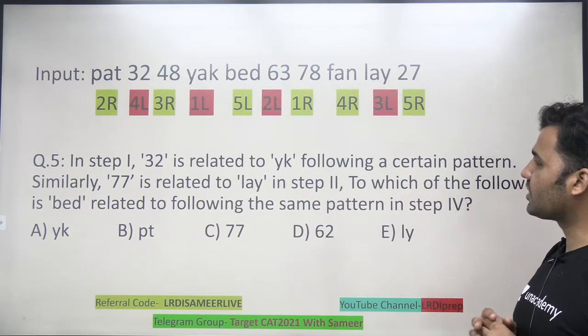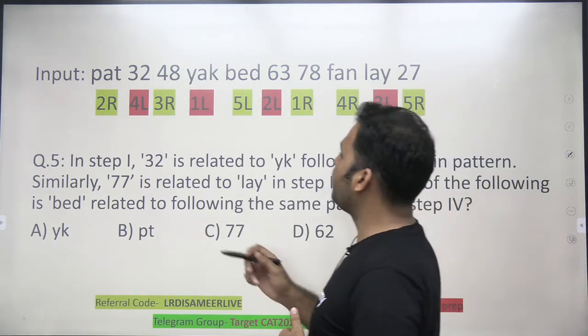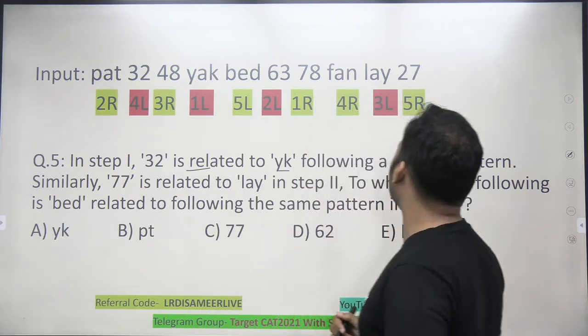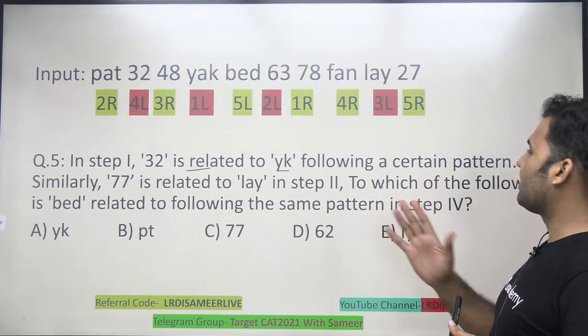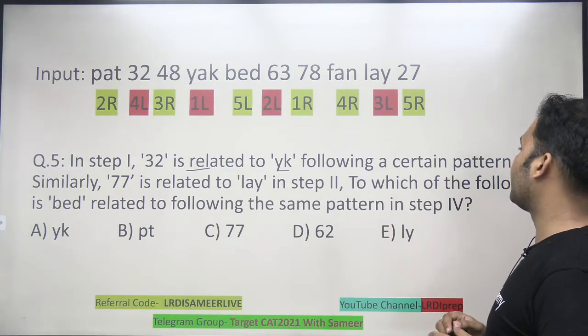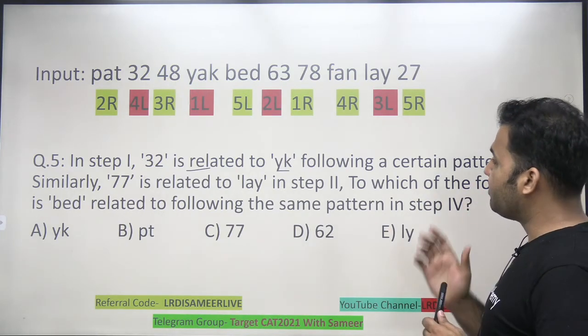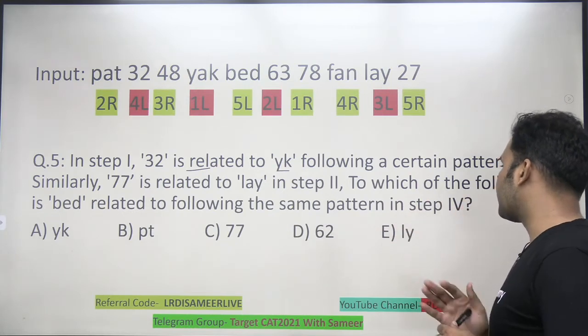You see the last question here, question number 5. In step 1, 32 is related to YK following a certain pattern. Similarly, 77 is related to LAY in step 2. To which of the following is bed related following the same pattern in step 4?